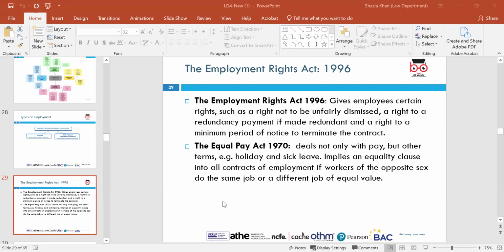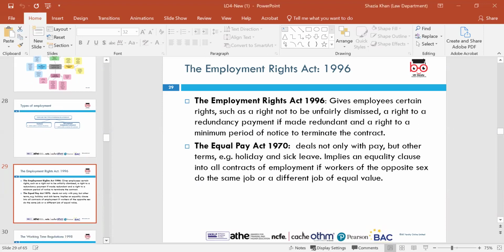You have the Equal Pay Act, which does not only deal with pay but also other terms, such as holiday and sick pay, and it applies to the equality clause between the opposite sexes.